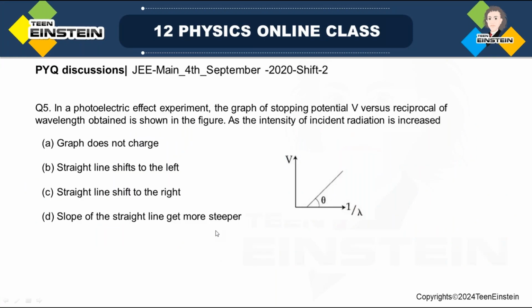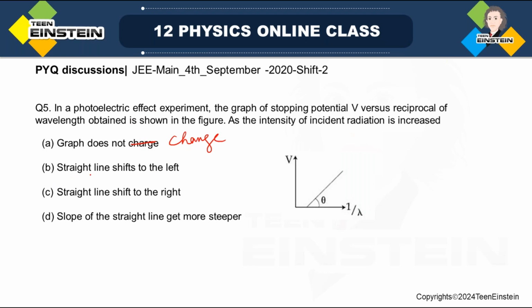Let us go to the next problem. This problem is from modern physics, the photoelectric effect experiment. The question says, in a photoelectric effect experiment, the graph of stopping potential V versus the reciprocal of the wavelength obtained is shown in the figure, and the intensity of the incident radiation is increased. Graph does not change. Sorry, this will be changed. This is written in charge. This should be changed. Okay, does not change.